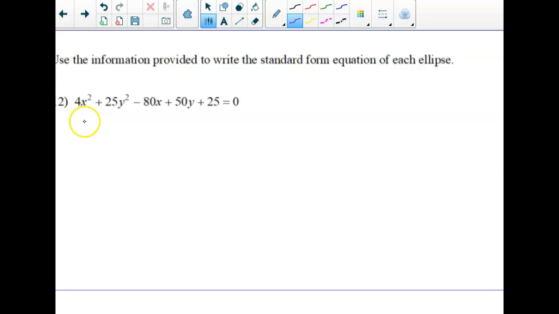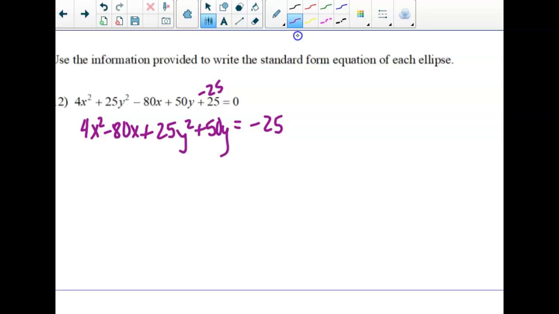Does anybody remember what we do first? This is number 12. Yeah, we're going to move the constant to the other side. That's a good call. But we're going to switch the order a little bit so the X's are together and the Y's are together. Does that sound right, guys? And then we have to factor.